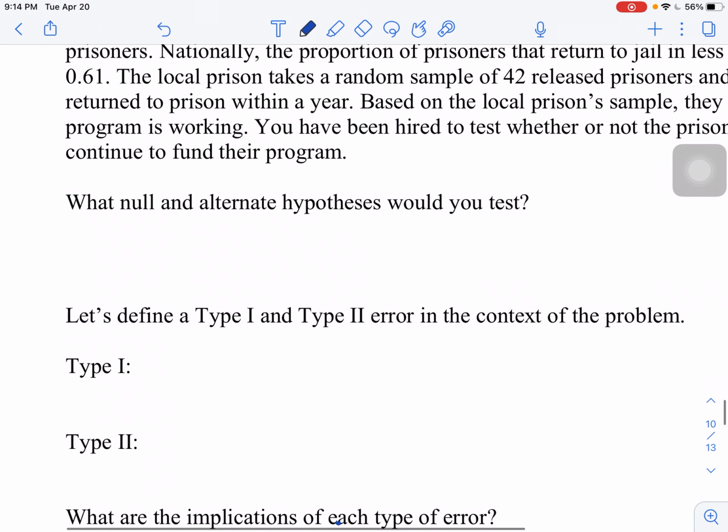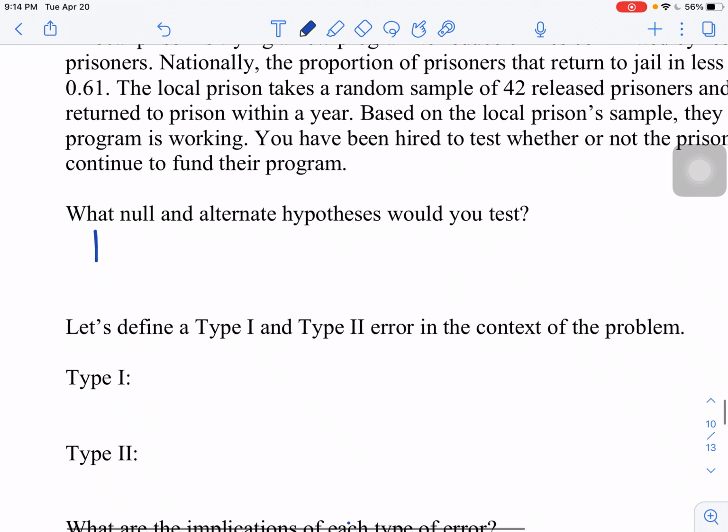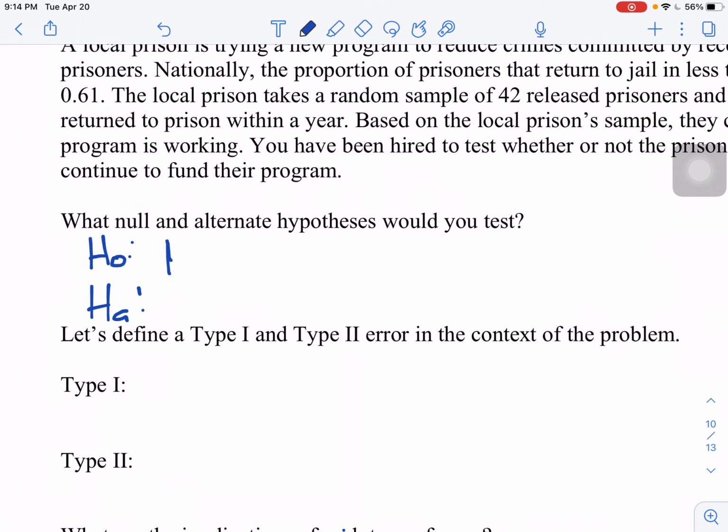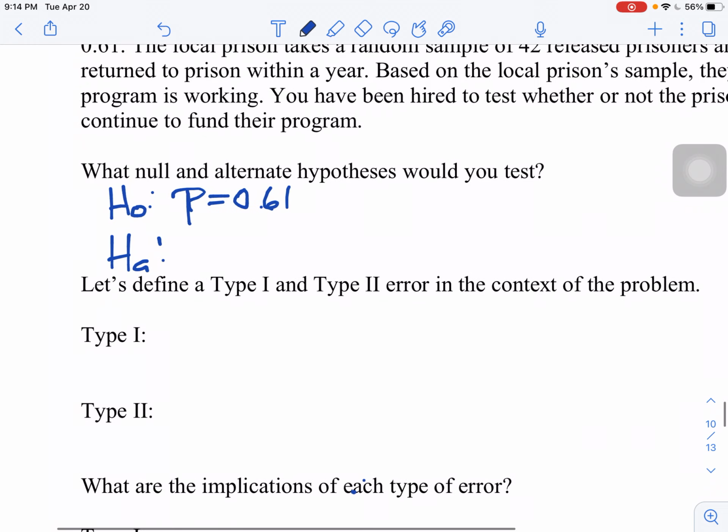So again, we've used this example a couple times already. We want a null and an alternative. Our null is that p is going to equal that national proportion, so the local proportion is going to be the same as the national proportion. So p is equal to 0.61. I'm trying to show that the program works, so the alternative is p is less than 0.61. I want that local rate to be less than the national rate.